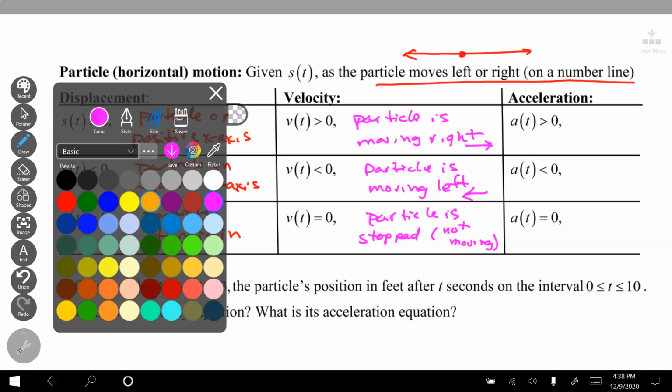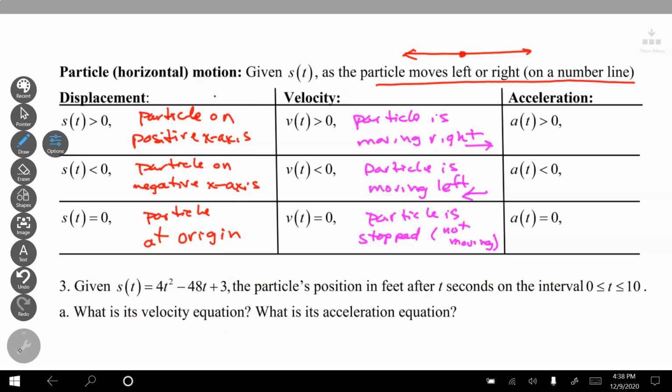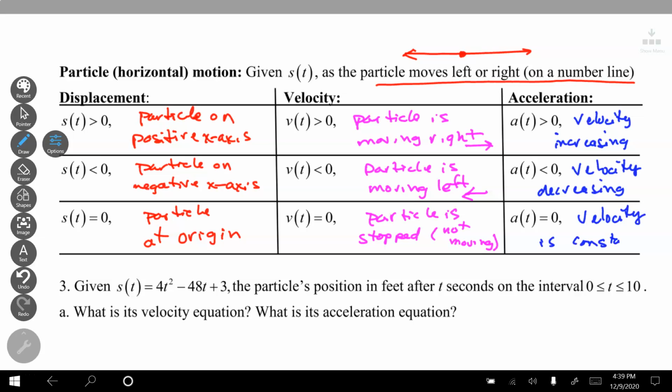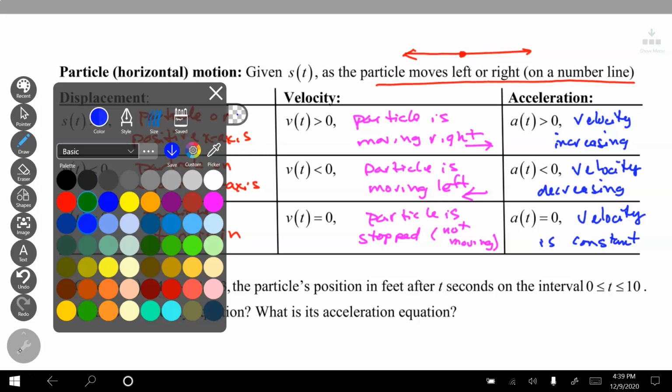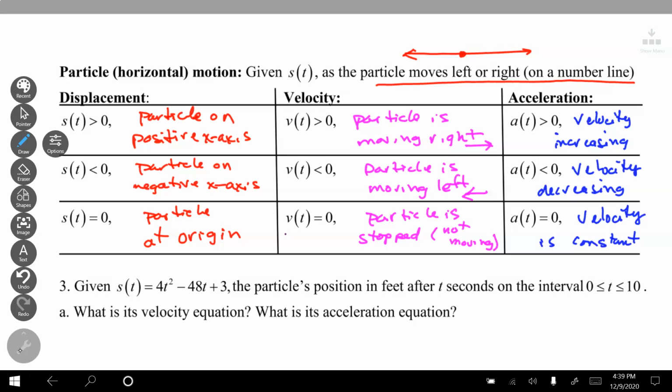And then finally, let's look at acceleration. When my acceleration is positive, the velocity is increasing. When it's negative, the velocity is decreasing. And when it's 0, velocity is constant, just like over here, when its velocity is 0, its position is constant because it's not moving.